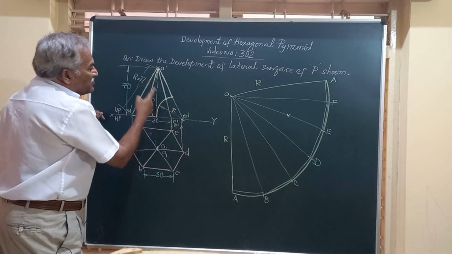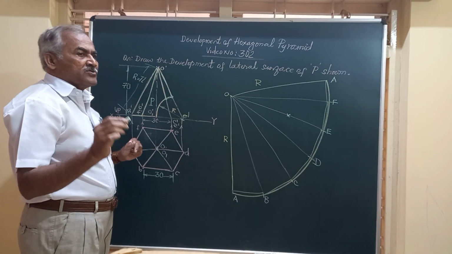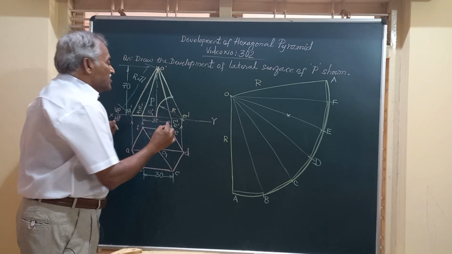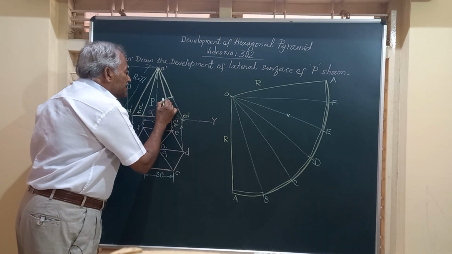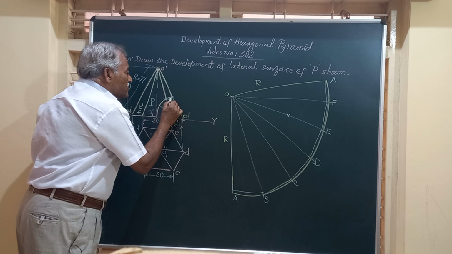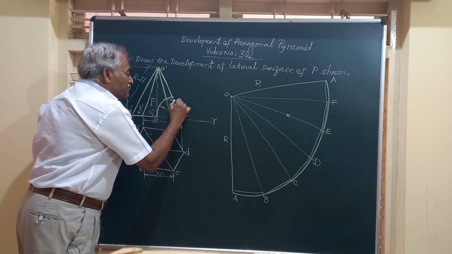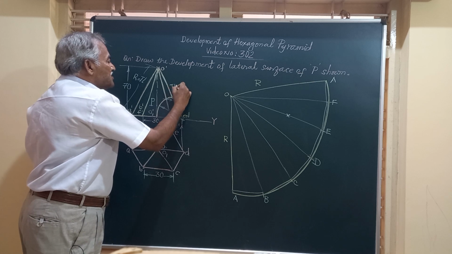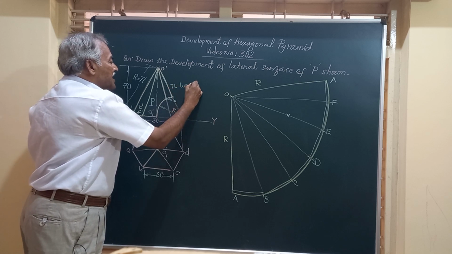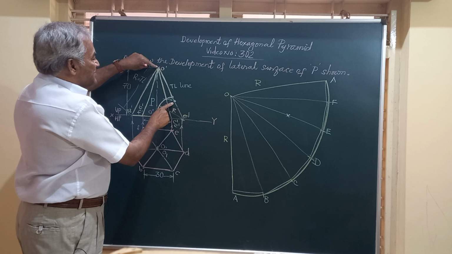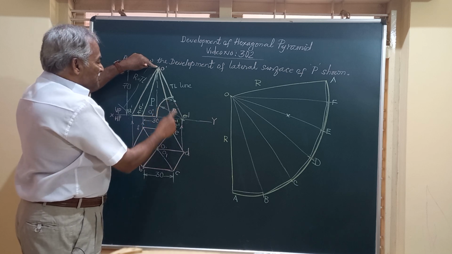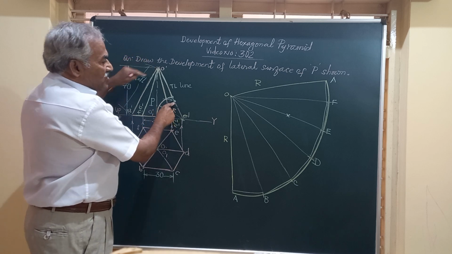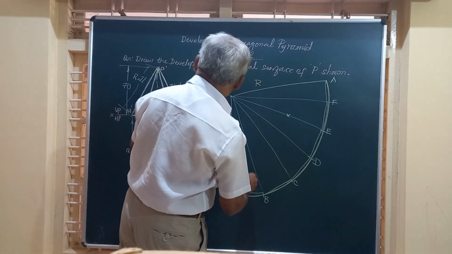But OC and OE are not the true length slant edges. So shift that point from here to the last line. That is the true length line. This is true length in nature. True length line. And measure that distance on OC and OE. Mark on OC and OE.